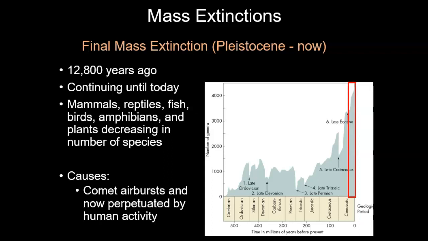So this resulted in the extinction of many mammals, reptiles, amphibians, birds, fish, and plants, and it continues up until today. The initial cause of this event was first thought to be some combination of overhunting by Stone Age man and also of climate change. However, new evidence indicates that it may have been initiated by airbursts of a comet. In many ways, this extinction actually continues today, and this is largely due to human activities.